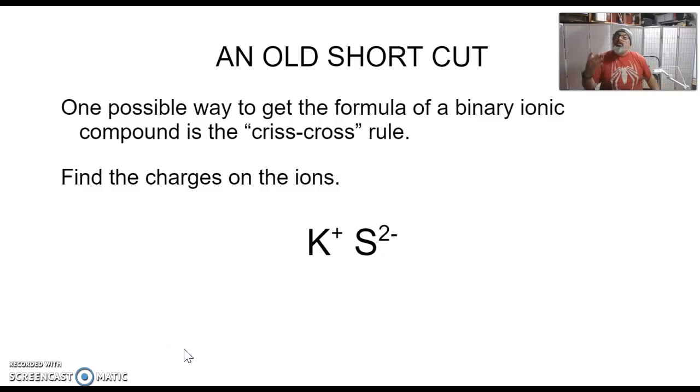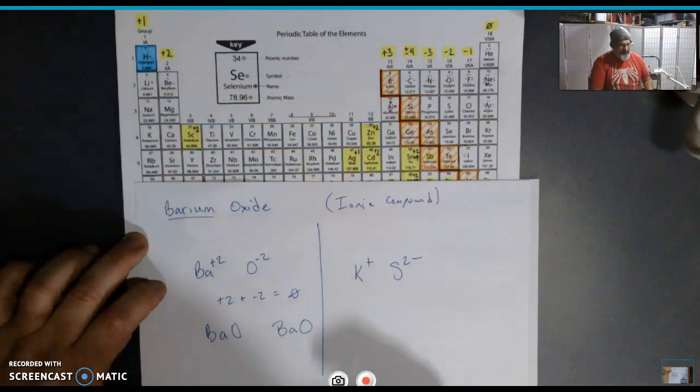All right, here's an old shortcut that works, and you'll see this. If this doesn't work, I'll show you a different way. But an old shortcut for doing these ionic compounds is you get the formula of a binary ionic compound is the crisscross rule. Okay, you simply just crisscross the charges or the numbers, not the charges, to get the ratio of potassium to sulfur in this particular little compound. So I'll switch back to camera mode.